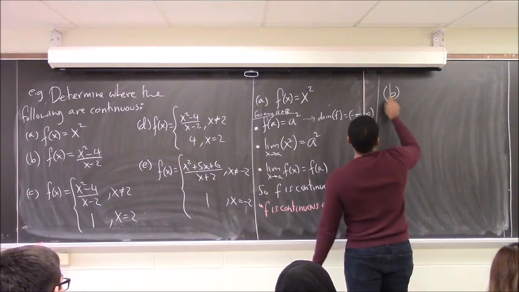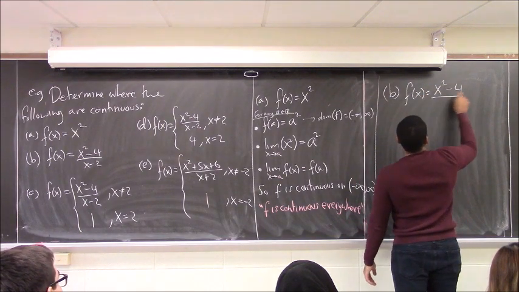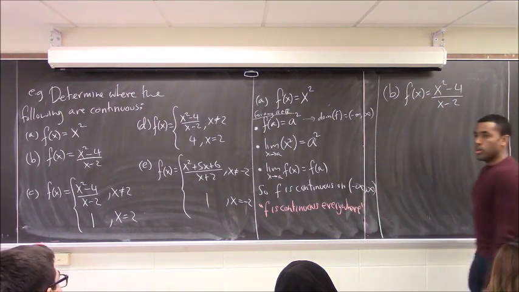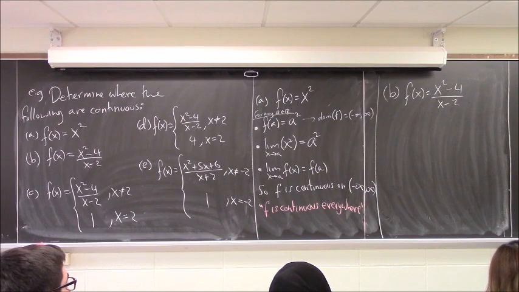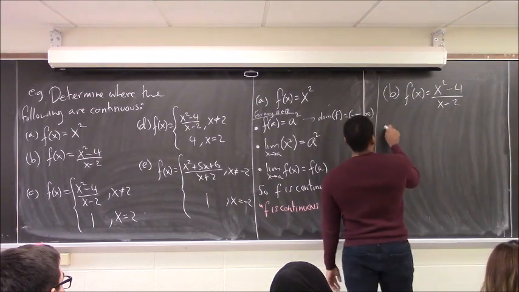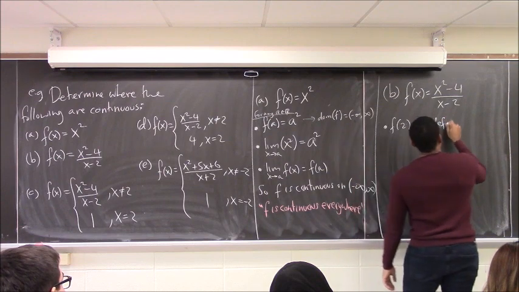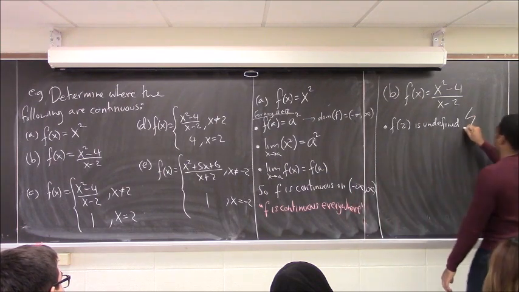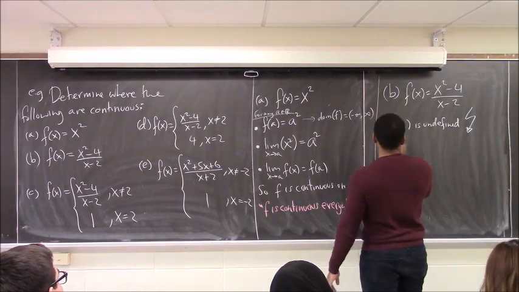What about b? Yeah? Negative infinity to 2, union 2 to infinity, where 2 is not included. Okay, why? Because if you set the denominator equal to 0, x equals 2, and the denominator can't be 0, so you don't include it. So we have f of 2 is undefined. So that automatically breaks continuity there. So not continuous at 2.